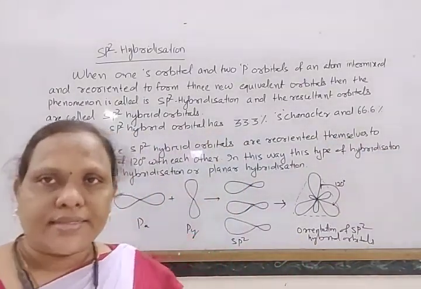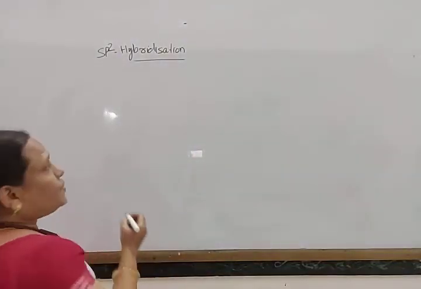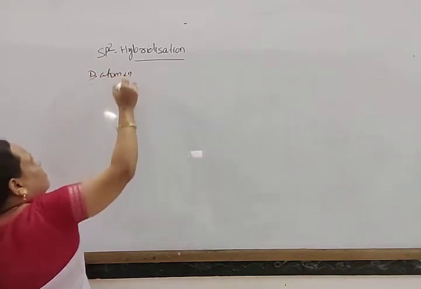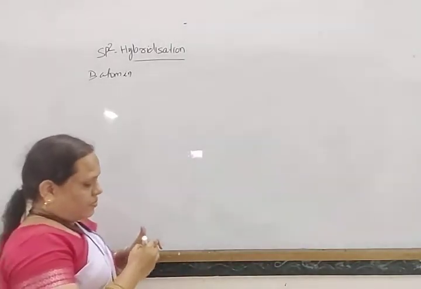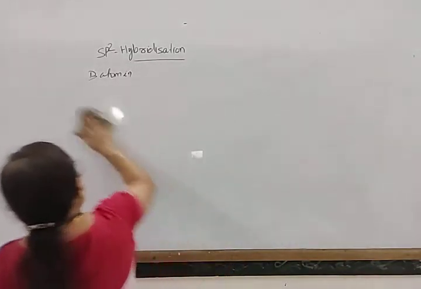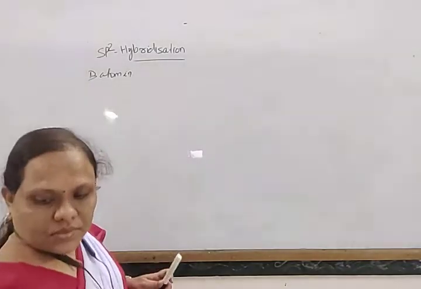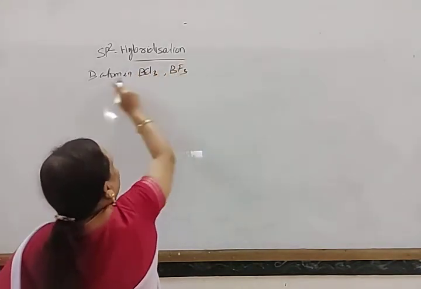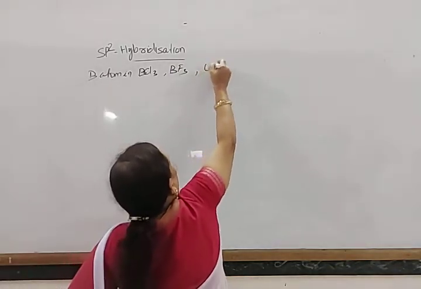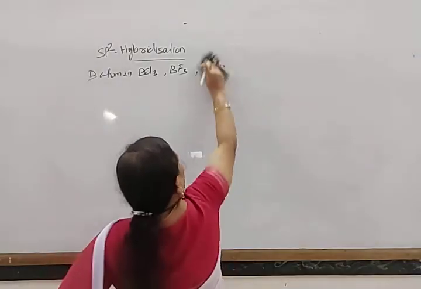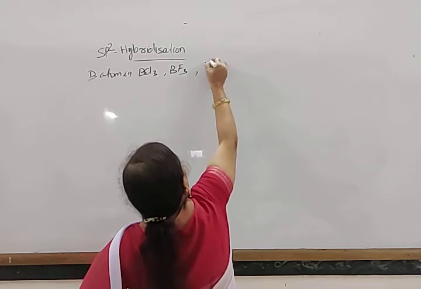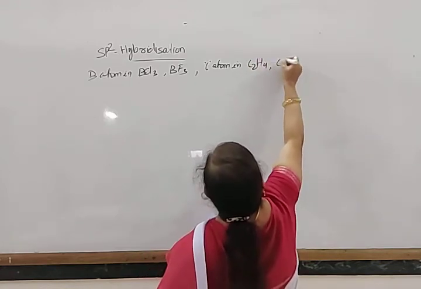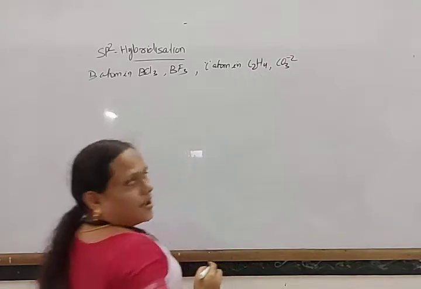Next, come to some examples. The boron atom in BCl3 and BF3 undergoes this type of hybridization. The carbon atom in C2H4 and the carbonate ion undergo this type of hybridization.